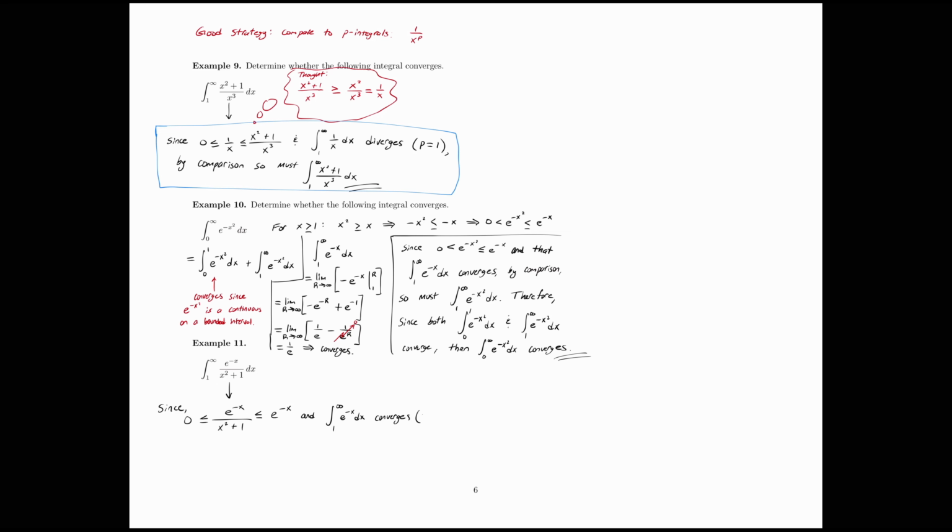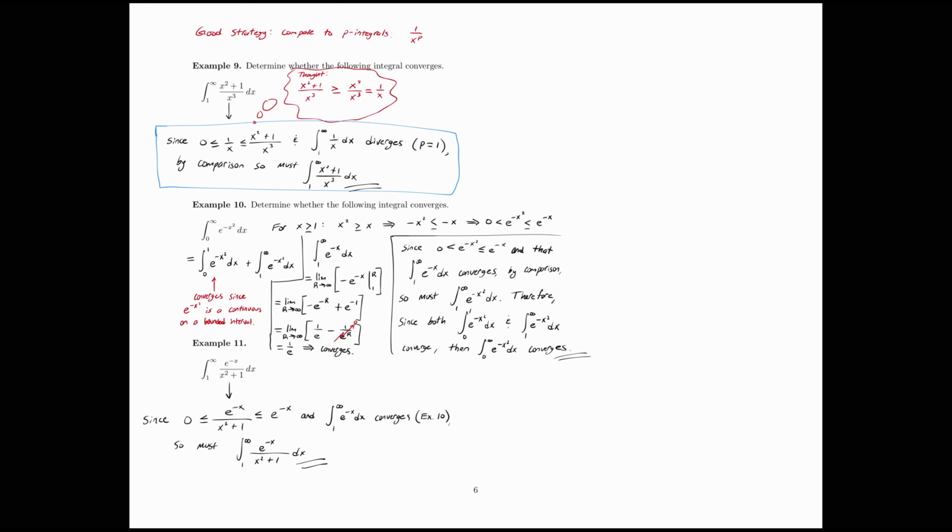How do we know this? Well, you can see example 10, the previous problem. That's exactly this integral right here. It equals 1 over e, so that converges. So this integral converges by example 10. So must the integral from 1 to infinity e to the negative x over x squared plus 1 dx. Sometimes these problems are exceptionally quick. Not always, but sometimes they are, such as this one.